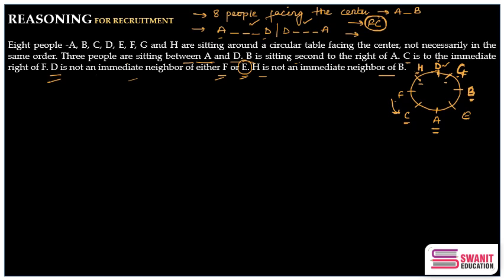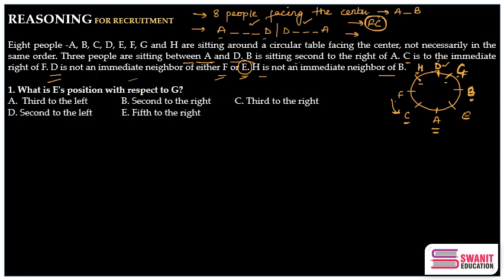So let's take first question. What is E's position with respect to G? E is to the second left of G. E is second to the left of G, and that's my answer number D. So that's my first question. Let's take the second one.